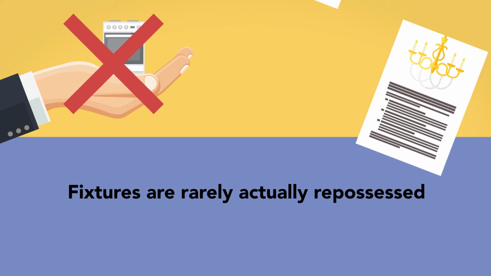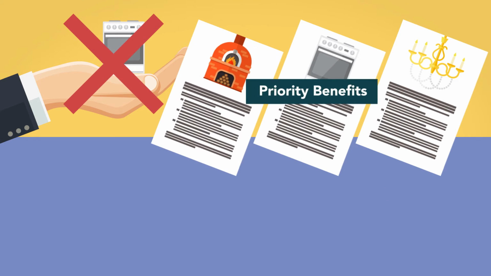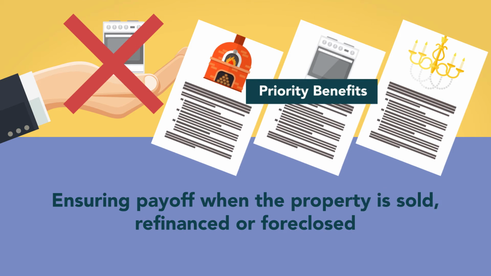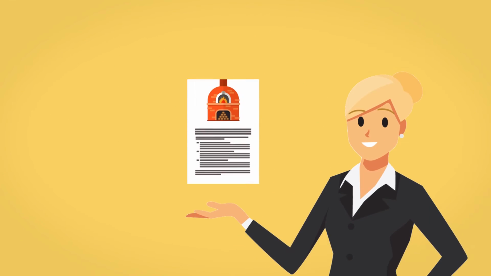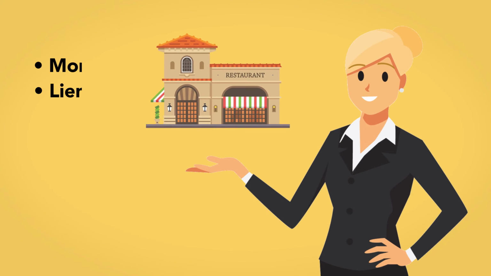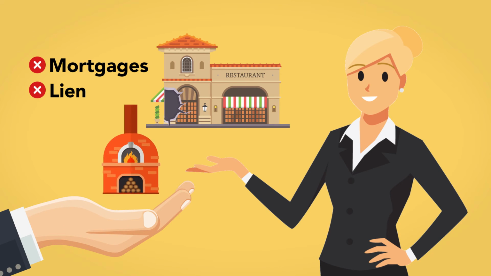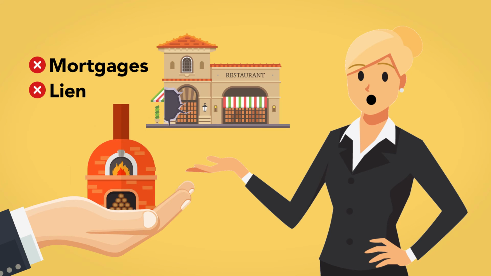Fixture filings remain common, however, because of the priority benefits ensuring payoff when the property is sold, refinanced, or foreclosed. If, however, the fixture debtor owns the real property outright with no mortgages or liens, the fixture lender is free to repossess without regard to damage caused.